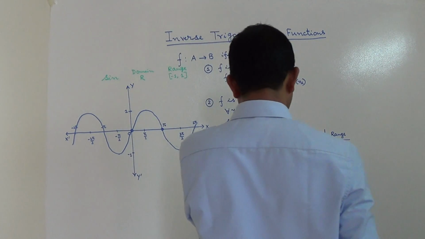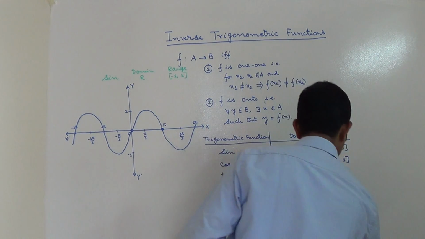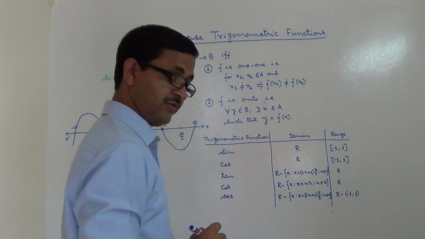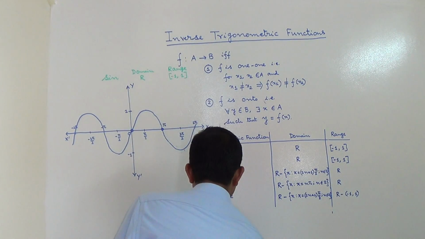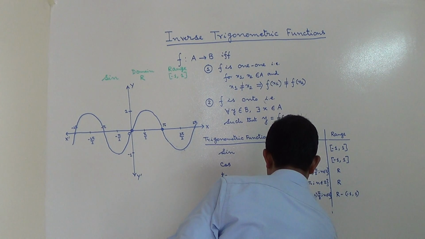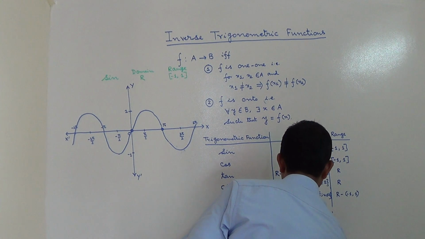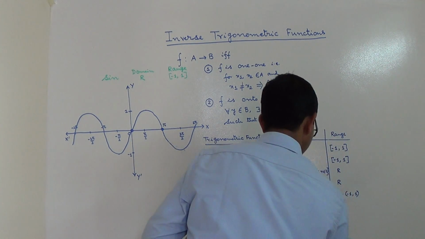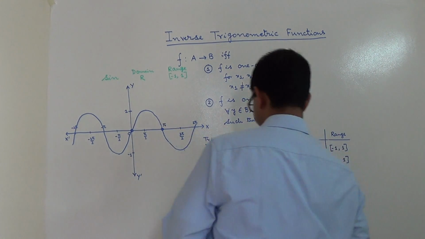And what is the range of the function sec? Range of the function sec is the set of real numbers excluding the open interval minus 1 to 1. Open interval, that means it excludes minus 1 and 1. The cosec has the domain same as cot, that is R minus the set of x such that x equal to n pi and n belongs to Z, and the range is the same as sec, that is R minus the open interval minus 1 to 1.